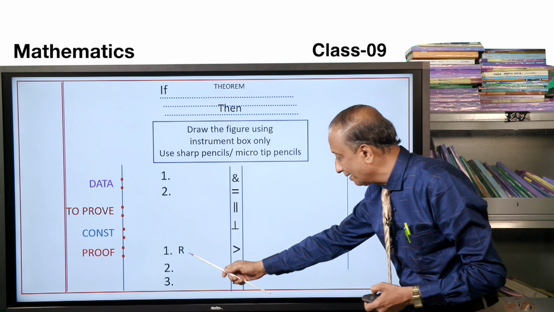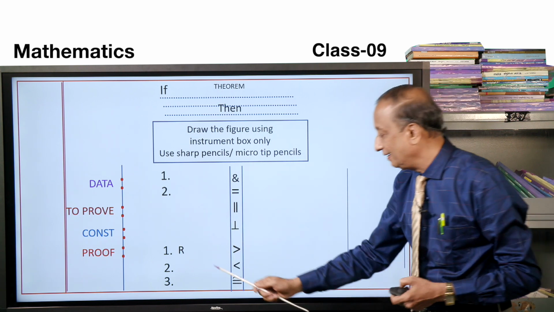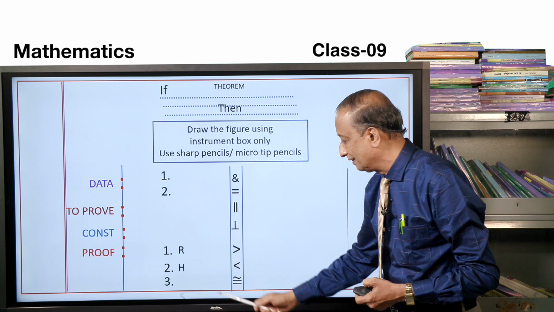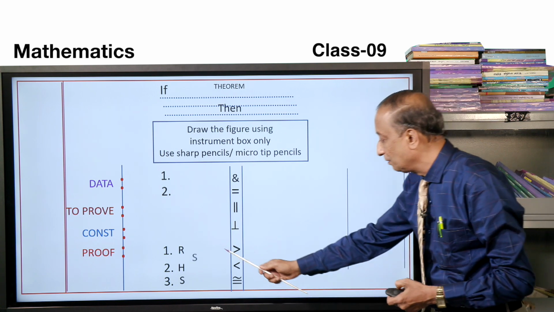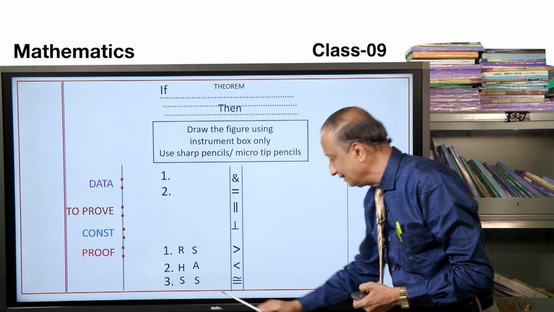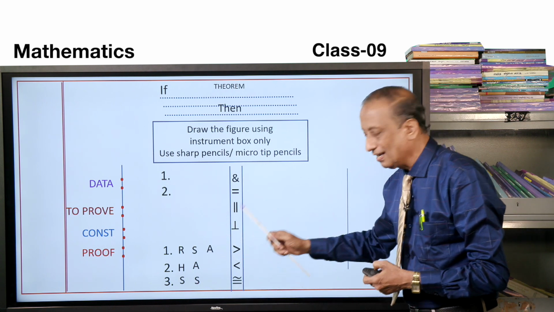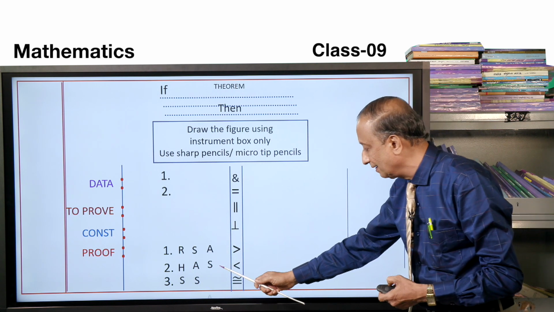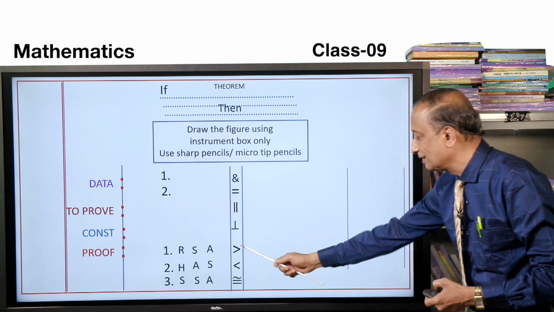If you are using RHS, always write the right angle first, then the hypotenuse, then the side, children. If you are using SAS, first the side, then the included angle, then the side. And if you are using ASA, always write the angle first, then the corresponding side, then the angle. This is how you must write.